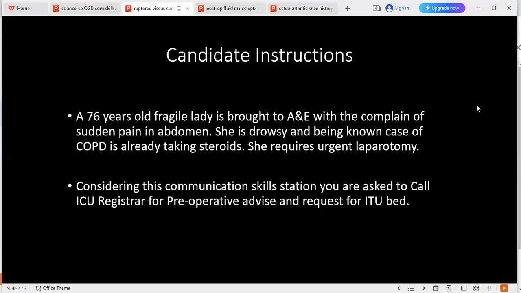So, actually, I have only one ITU bed left. And what if there is one asthmatic patient coming first for this bed? What would you do? Yeah, in that case, maybe I will continue monitoring the patient in the postoperative recovery room, and wait for a bed to be available.